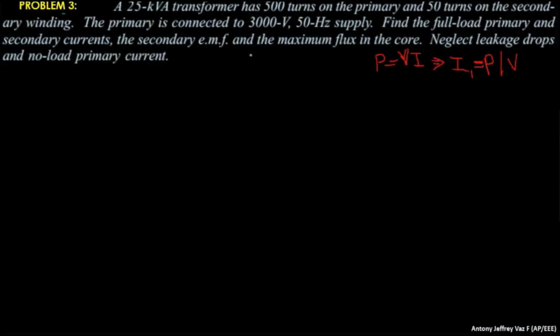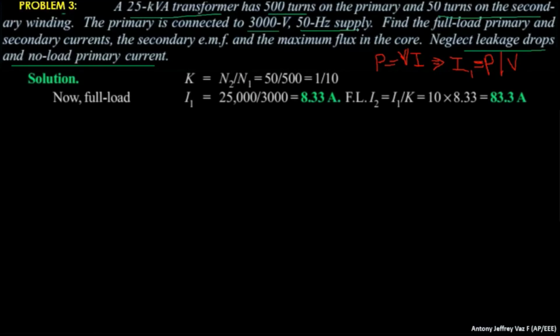In the next problem, you have a 25 kVA transformer that has 500 turns on the primary and 50 turns on the secondary winding. The primary is connected to a 3000 volt, 50 hertz supply. Find the full load primary and secondary current, the secondary EMF, and the maximum flux in the core, neglecting the leakage drops and the no load primary winding current. All the required things are present in the question, so you can just apply the formula.